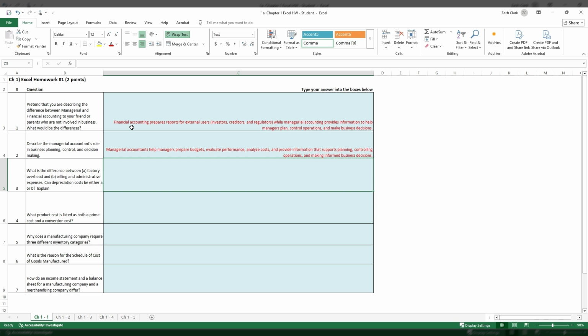What is the difference between A, factory overhead, and B, selling and administrative costs? And can depreciation costs be either A or B? So this kind of ties in, the last 2 questions talked about, at a high level, what managerial accounting is as a concept. And now we're getting into the idea, like I mentioned earlier, of cost accounting.